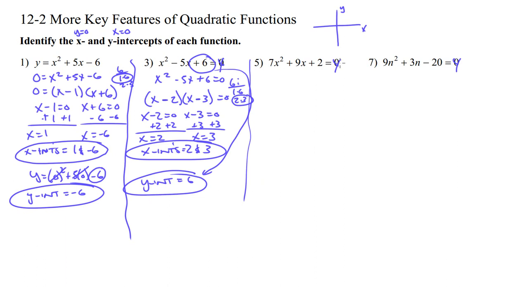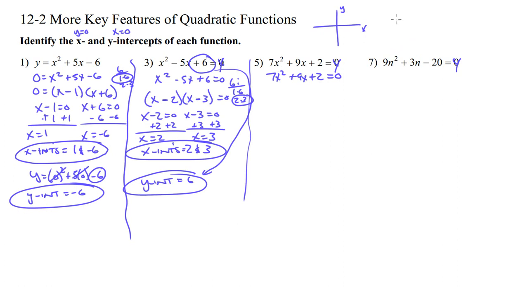All right, number 5 here. For the x-intercept, we're going to plug 0 in for y. So we get 7x squared plus 9x plus 2 equals 0. Now, here you can either try to factor this and hope that it factors, or you can just always plug it into the quadratic equation. That will always work. So you can choose here. I'm going to choose to plug this into the quadratic only because I know the quadratic will always work, whether it's factorable or not.